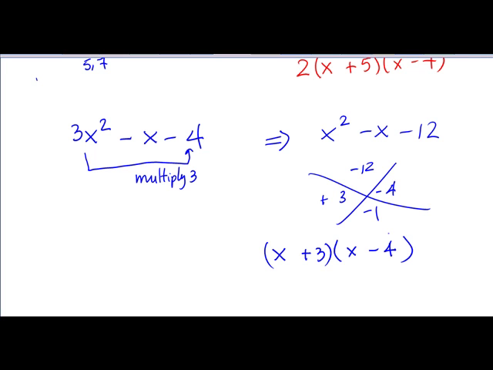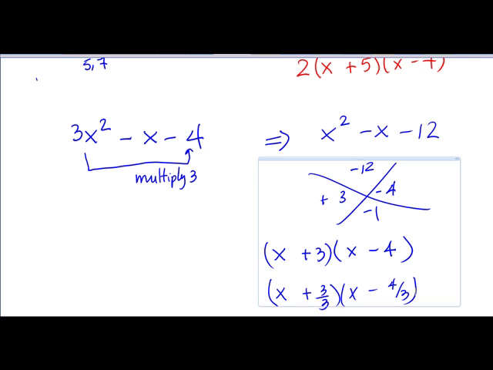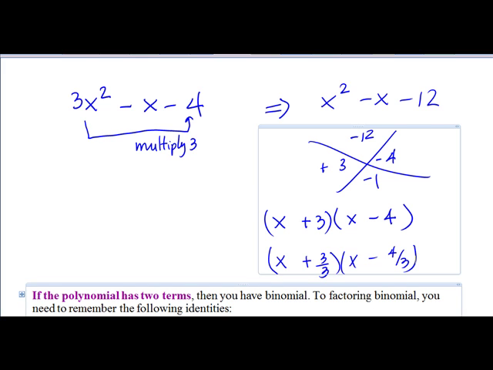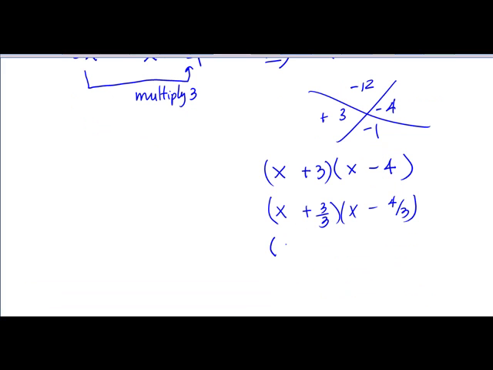x minus 4. Now I'm not finished yet, because before we borrowed the 3, now we have to pay back. And how do we pay back? We just take the number here and divide by 3. Take 4 divided by 3. You do not divide the x by 3, only the number. And then you simplify. So you get x plus 1, x minus 4 over 3.